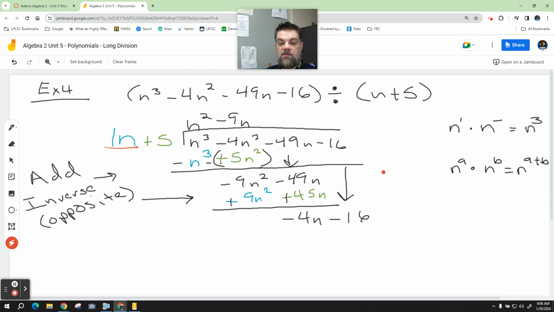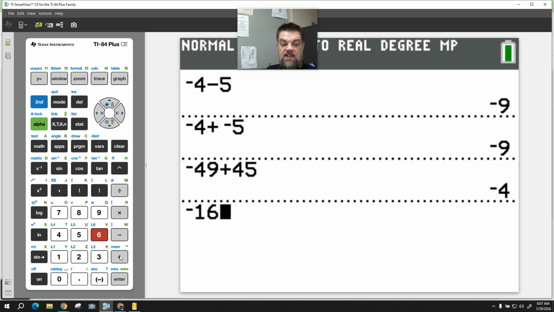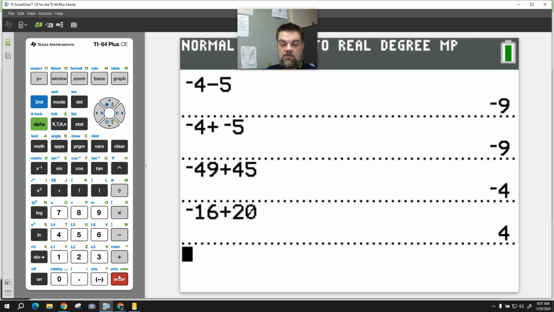I need to think, what do I multiply n by to get a negative 4n? Just a negative 4. We'll probably have a remainder. That's okay. Negative 4 times 5 is a negative 20. And then negative 4 times n is negative 4n. Again, we add the inverse. This becomes positive. This becomes positive. Now, 20 minus 16 is 4, but you could just do it in the calculator. You've got negative 16 plus 20. That gives you a positive 4.